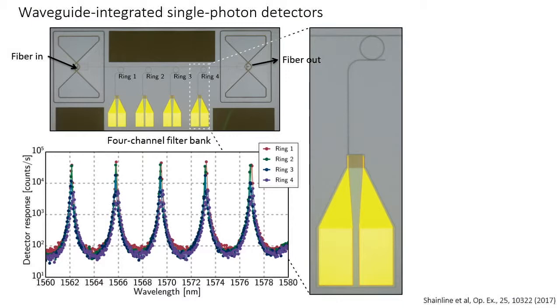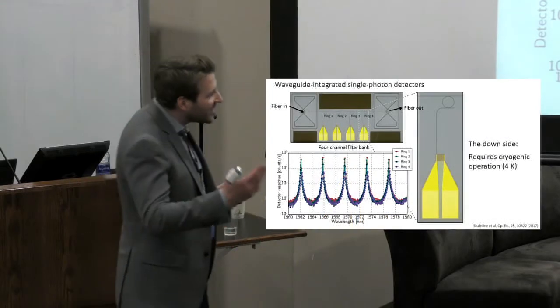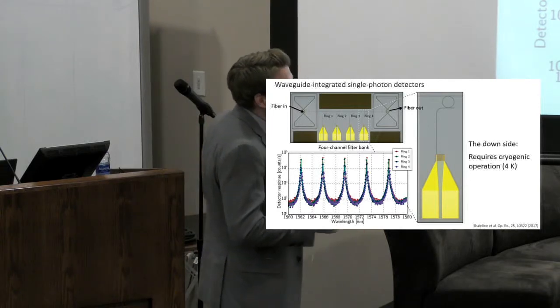The light's not getting to the detector through some other scattering pathway. The downside, superconductors don't work above 4 Kelvin. So everything I'm going to say requires operating at 4 Kelvin. And so some of you might leave the room, but I'll try and convince you by the end that that's not as bad as it seems.